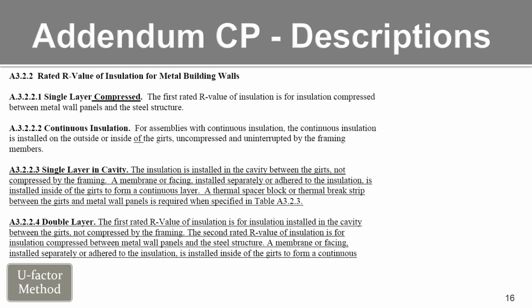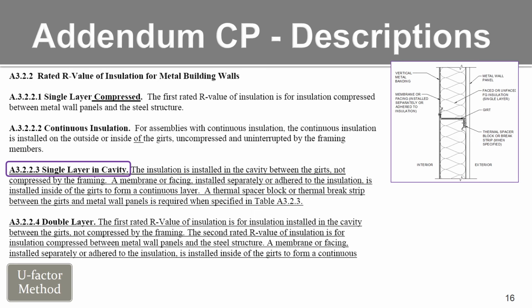A little bit more information about Addendum CP and these new single layer in cavity and double layer systems. The single layer in cavity basically provides a single layer of fiberglass, which could be faced, or that facing could be separate. So for the vapor retarder, it could be adhered to the fiberglass or be a separate sheet. And there is no compressed insulation between the girt and the wall panel.